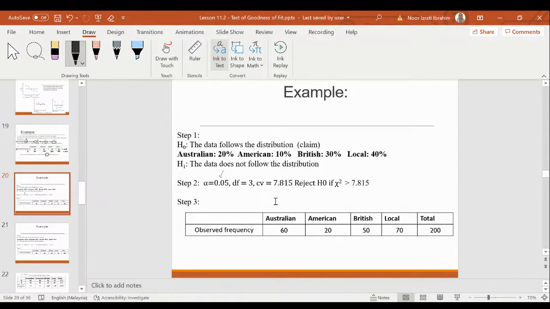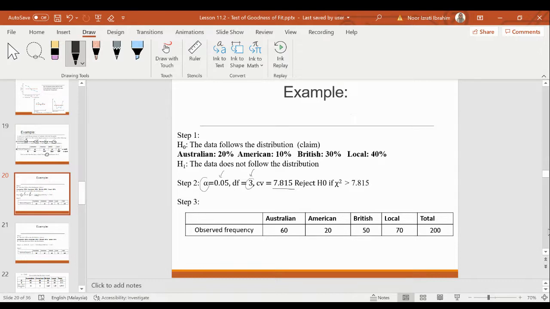How do we get 3 here? Because there are 4 categories from Australian to local. So degree of freedom will be n minus 1, which is 3, or k minus 1, categories minus 1, equals 3. You refer to the column 0.05 and row 3, and you will get from the table CV equals 7.815. For the chi-square distribution, it is always a right-tail test. So we reject H0 if the chi-square value, the test statistic value, is greater than 7.815.